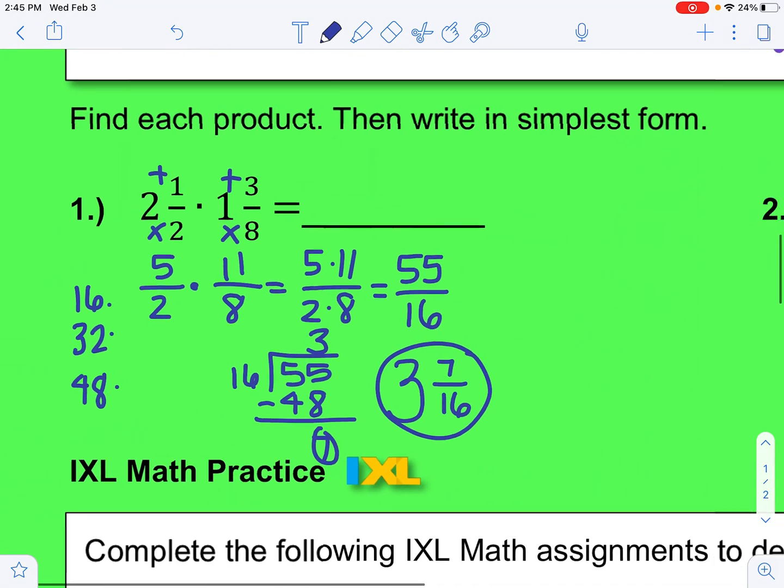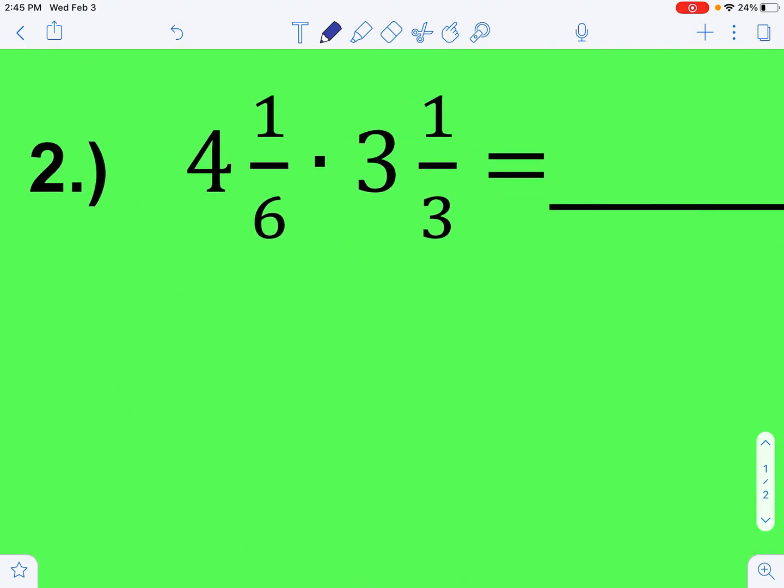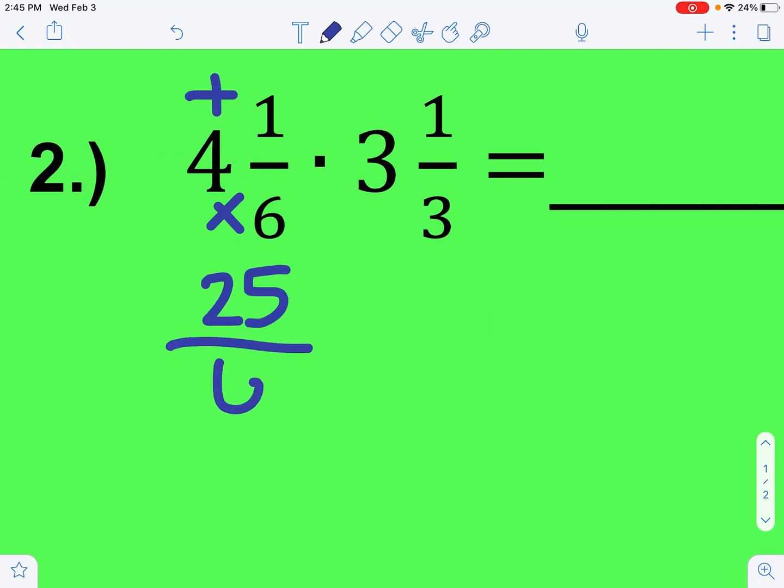Awesome, I want you to try the last one on your own and then come back and check your work. We're taking 4 1/6 times 3 1/3. So we need to change both of these to improper fractions. 6 times 4 is 24, plus 1 is 25, and our denominator stays a 6. Times 3 times 3 is 9, plus 1 is 10, all over 3.